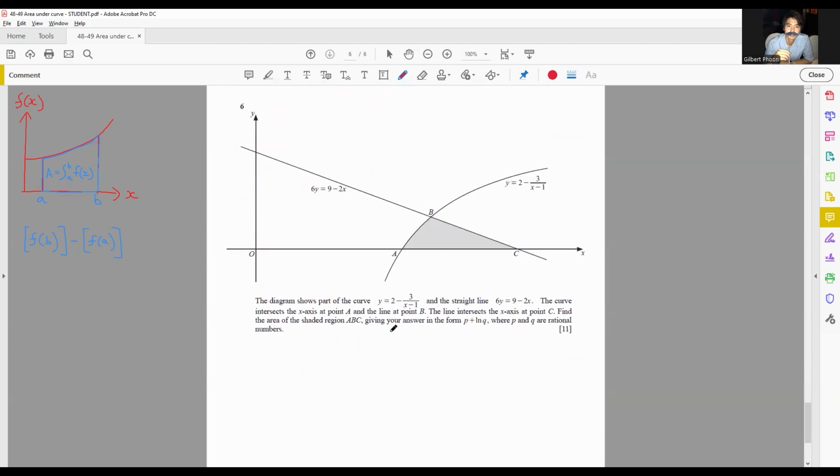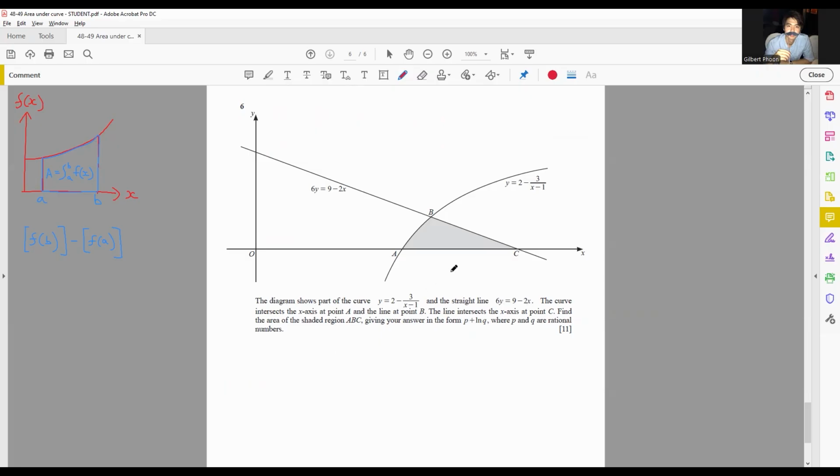All right, one last question. The diagram shows part of the curve y = 2 - 3/(x - 1) and the straight line 6y = 9 - 2x. The curve intersects the x-axis at point A and the line at point B. The line intersects the x-axis at point C. Find the area of the shaded region ABC, giving your answer in the form P + ln Q, basically meaning exact form, where P and Q are rational numbers.